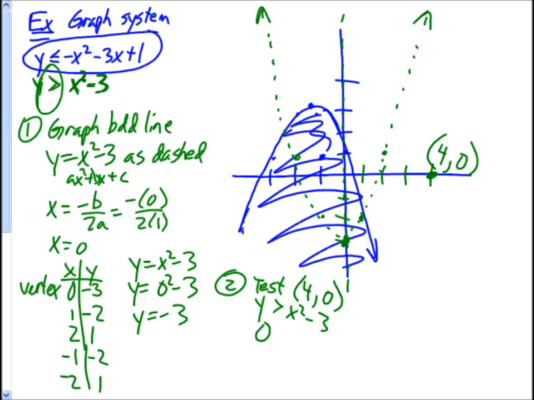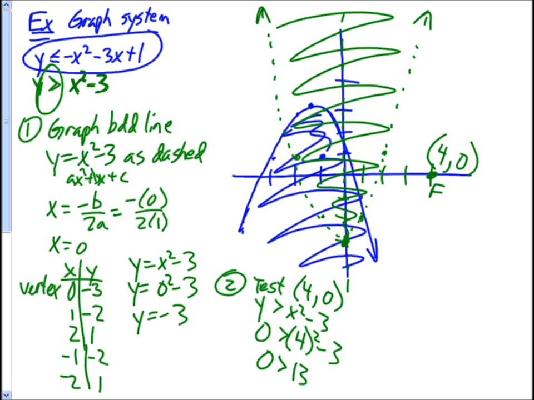Well, our y is 0. Our x this time is 4. 4 squared minus 3. 0 greater than 16 minus 3. Is 0 greater than 13? No, this is false. Okay, it happened to be false. Had it been true, I'd shade that side, right? But it's false. So I end up shading in there.